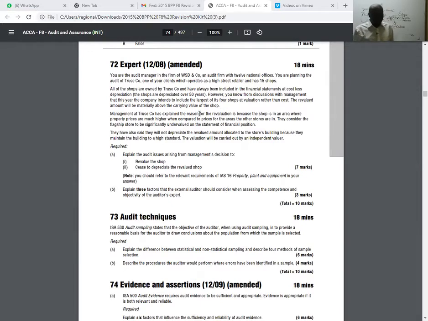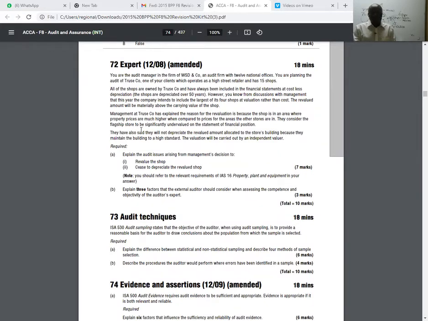So you're told that management at the company has explained the reason for the revaluation is because the shop is in an area where property prices are much higher compared to the areas the other stores are in. They consider the flagship store to be significantly undervalued on the statement of financial position. That is hogwash. We cannot accept that as an excuse. IAS 16 tells us whenever you are revaluing a particular asset, the same revaluation procedure has to happen for all the assets across the group.